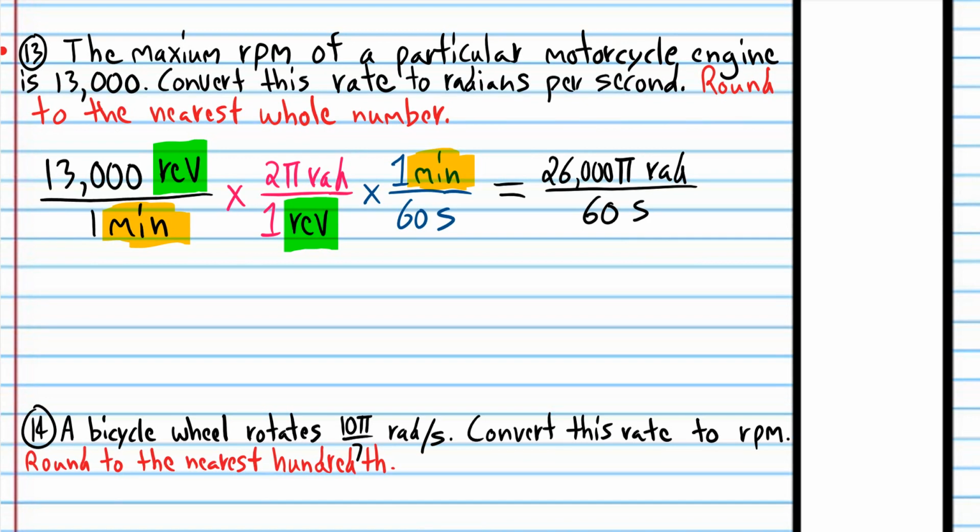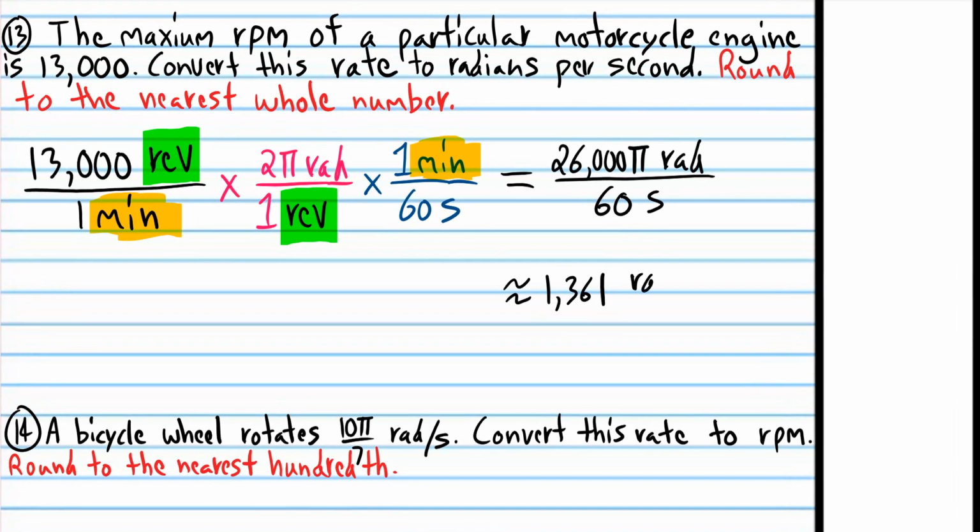So it says round. We could just simplify that, but let's use the calculator because it says round to the nearest whole number. So 26,000 times the pi button, enter, and then divided by 60, and we get approximately 1,361, and that's it. So that is radians per second.